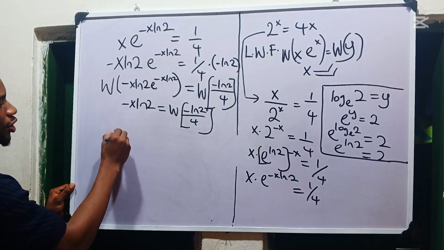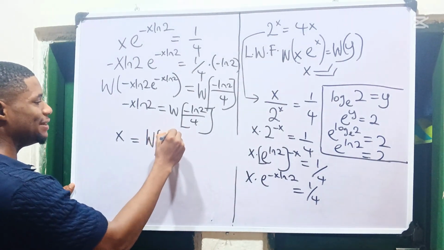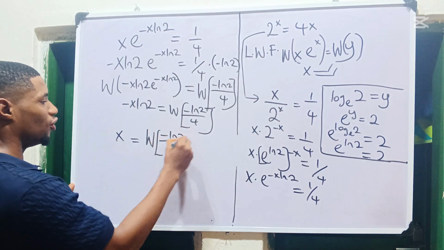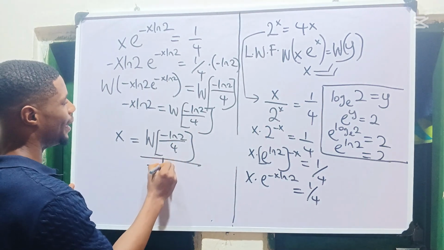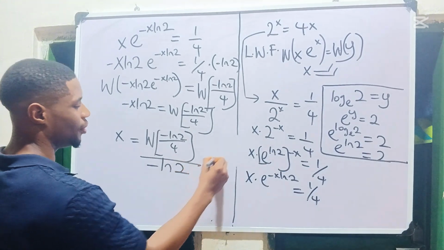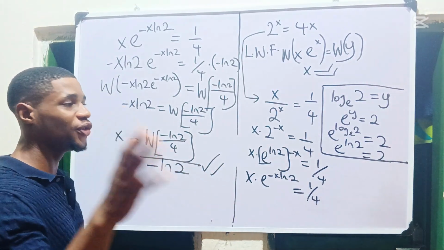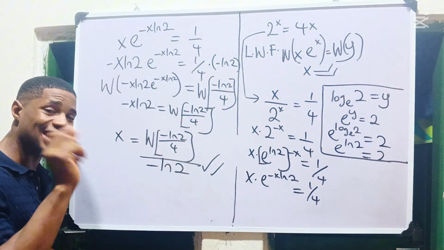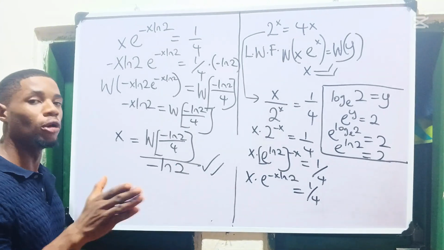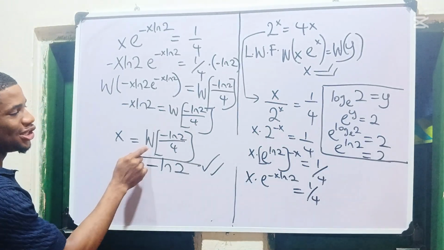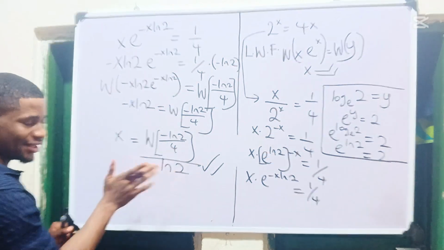Now, x on its own becomes equal to W of negative ln of 2 all over 4 divided by negative ln of 2. Okay? So, this will finally become your final answer to this question. And if you're wondering how you can solve this to get the exact value for x, you go to your calculator, the Wolfram Alpha calculator, and input this. You say product log of all this, divided by this, and you get your final answer.